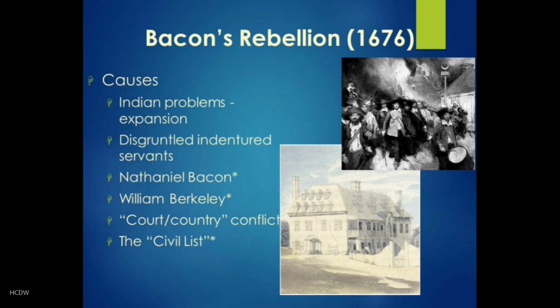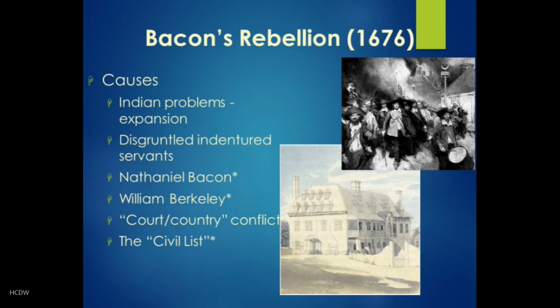Bacon raised an army of his own, which we see here, a combination of frustrated indentured servants and others of this court-country conflict, the sort of outsiders. Bacon's militia defeated Berkeley and his militia. Bacon then raided Jamestown, burned the city, ousted the governor, and took control of the colony.